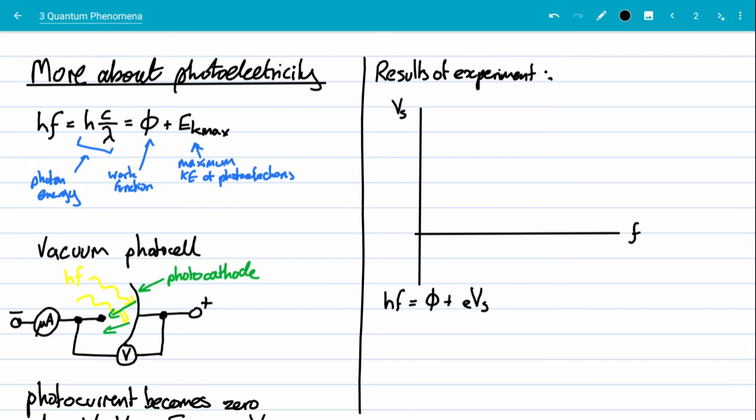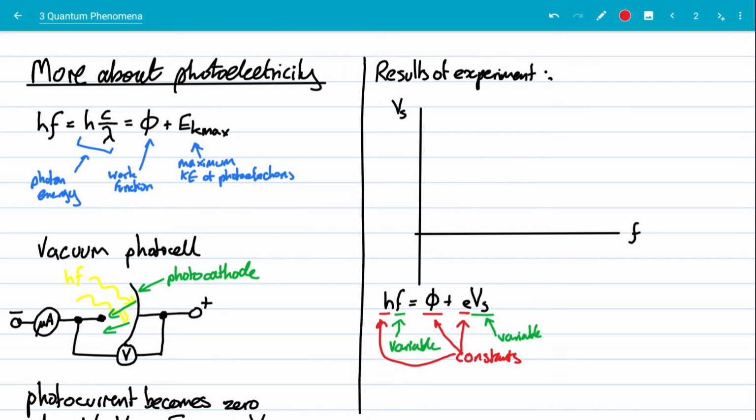Now we need to rearrange that into the form y equals mx plus c. So what are our constants? What are our variables? This is a variable, and this is a variable. So we've got a variable and another variable. But we also have some constants: E is a constant, phi is a constant, and H is a constant. I'm just going to put some arrows like that.